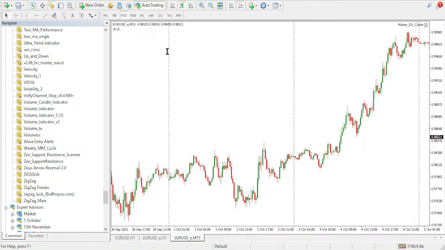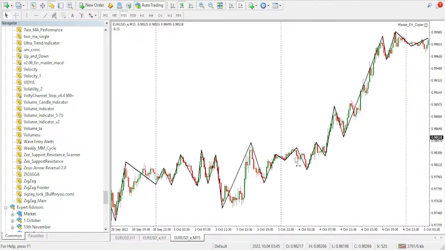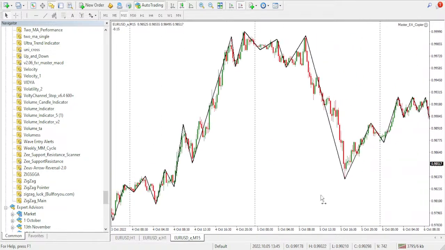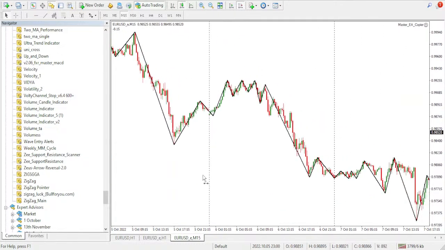The settings for the inputs for the zigzag: the depth should be 7, the deviation should be 3, and the backstep should also be 3 or 2. I'll make it a bit bigger so that we see exactly the zigzag indicator. This is the zigzag indicator I've attached on my screen. You can see how it behaves.